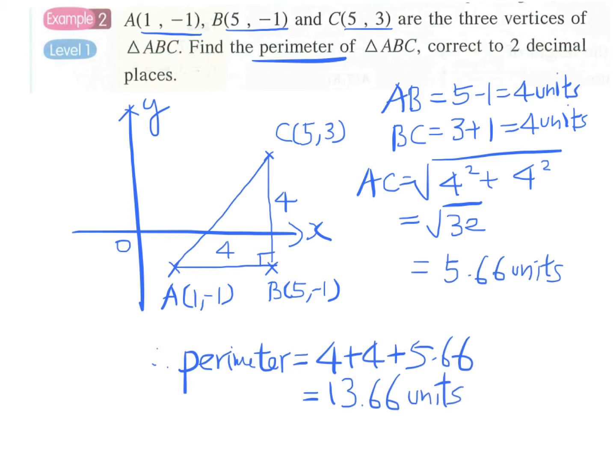And actually, this triangle is more than just a right angle triangle, because AB and AC are both 4 units. So this will be an isosceles right angle triangle. So this is also an isosceles right angle triangle.